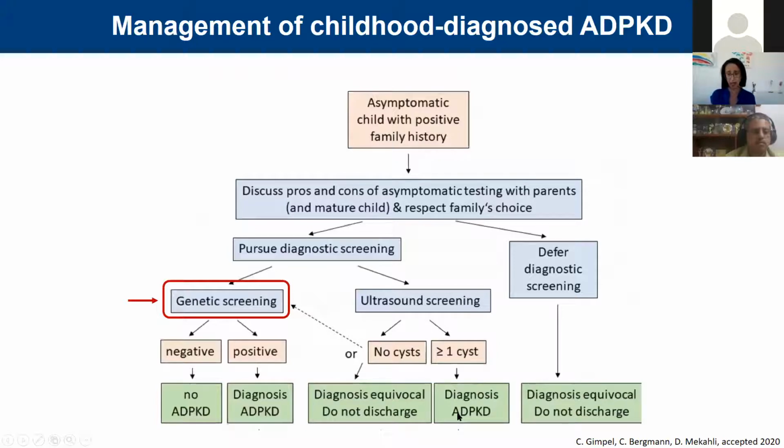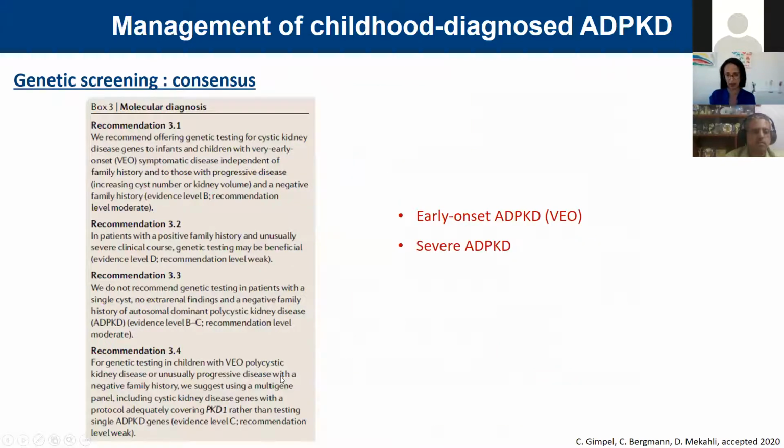If you have the genetics available, that is the easiest and most straightforward answer, because you can give a clear answer to the family. If it is negative, you discharge the child and you don't see him anymore. If it is positive, then you have the diagnosis of ADPKD.